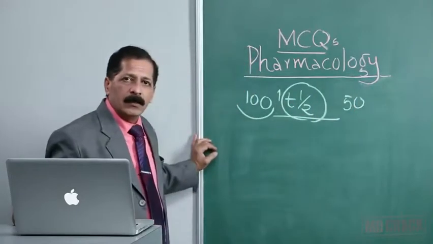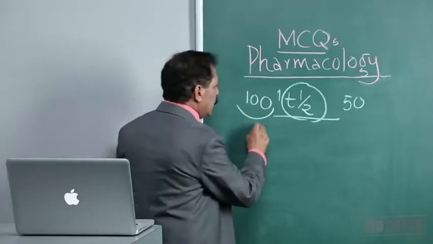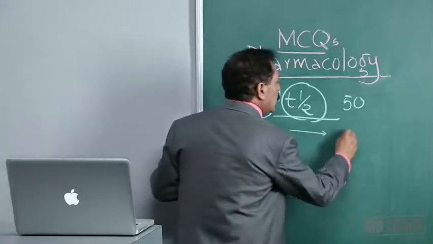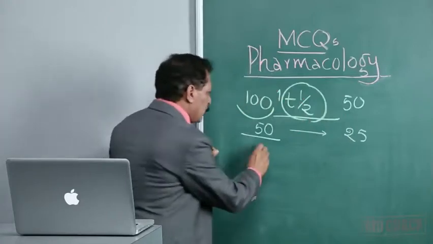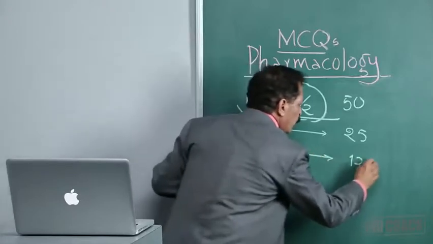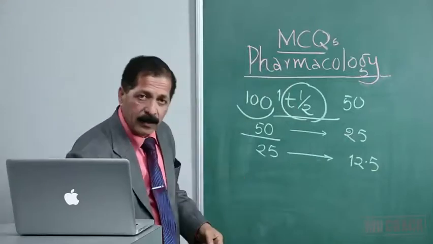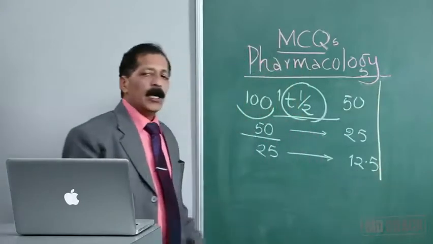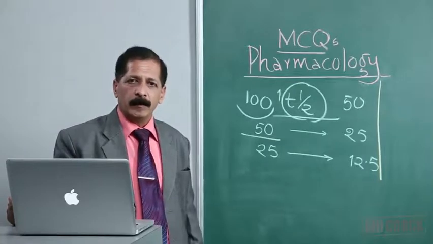Is it okay? Second half time. At the beginning of the second half time, the original concentration is 50. So when one more half time goes, it is going to become 25. Third half time, this 25 will become 12.5. So this is the third half time. Now let's do it on this side, what is being eliminated, because they are asking about the elimination and we want to know when we get the complete elimination.